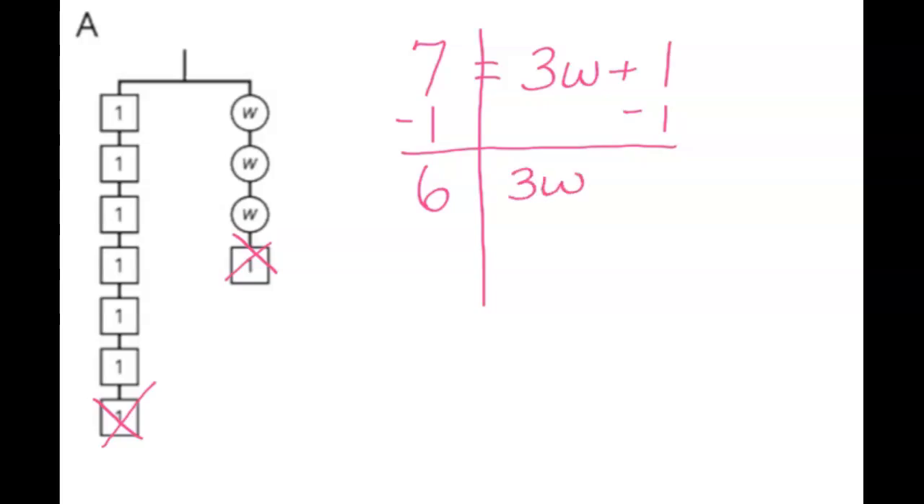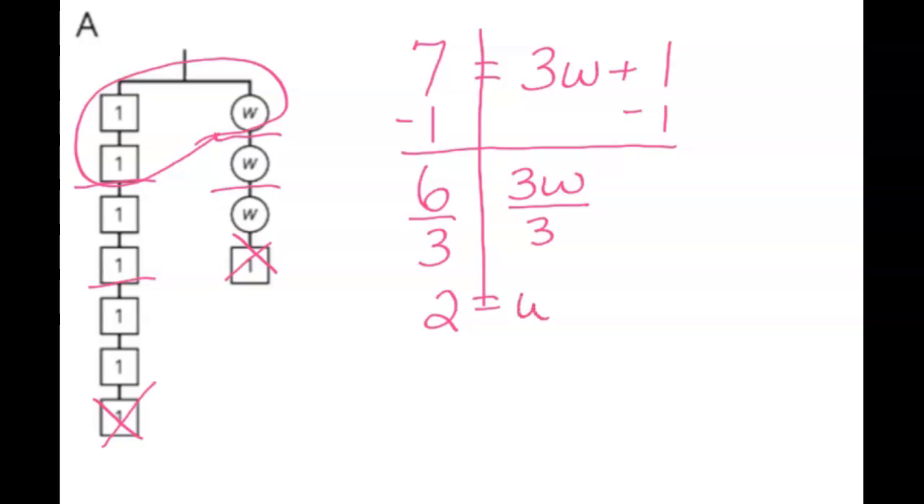Now our task is to figure out what's the value of 1 W. In this case, we have 3 W's left, so we want to split this side into 3 equal groups. But if I do that on the left side, I also need to split the right into 3 equal groups. And it looks like in each of my groups, 2 ones are equal to 1 W. I would show that splitting into equal groups in math as the operation division. So I'm going to show that I divided both sides by 3, and then I left an answer of 2 equals W.